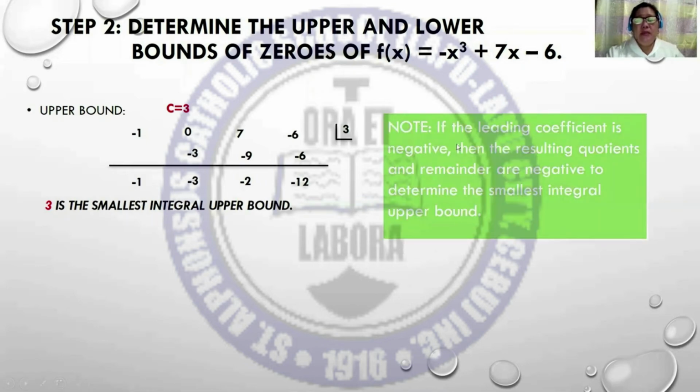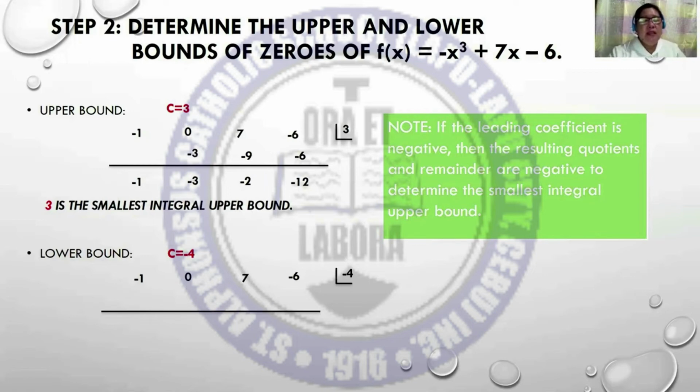You have to take note, if the leading coefficient is negative, then the resulting quotients and remainder are negative to determine the smallest integral upper bound. So they are all negative. Next, for the lower bound, c is equal to negative 4. Then, identifying the coefficients of the function, we have negative 1. Then, replace 0 for the missing term. Then, we have 7 and negative 6. And c is negative 4.